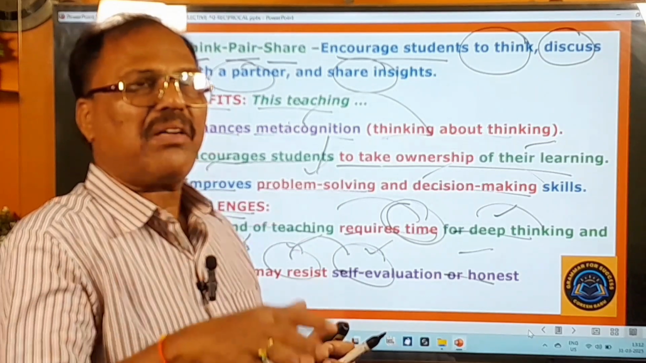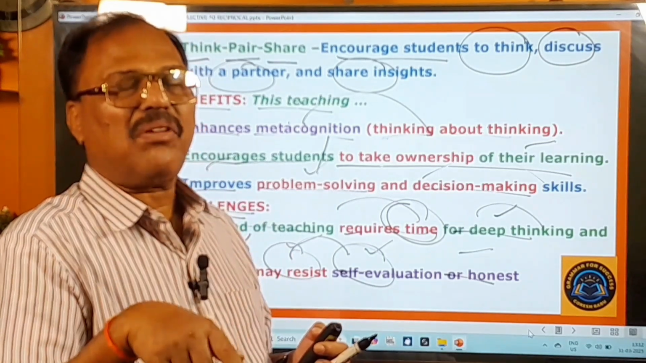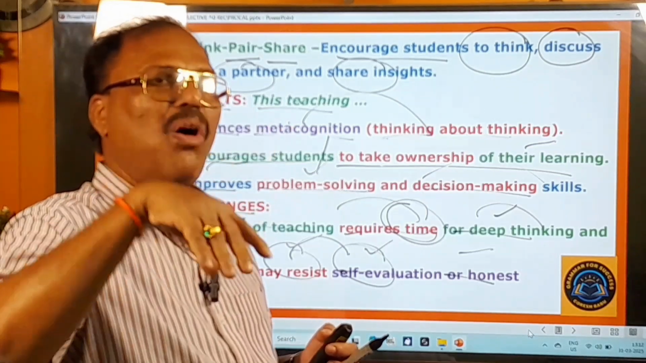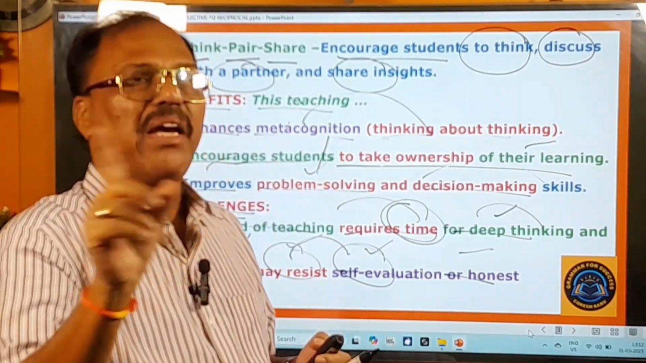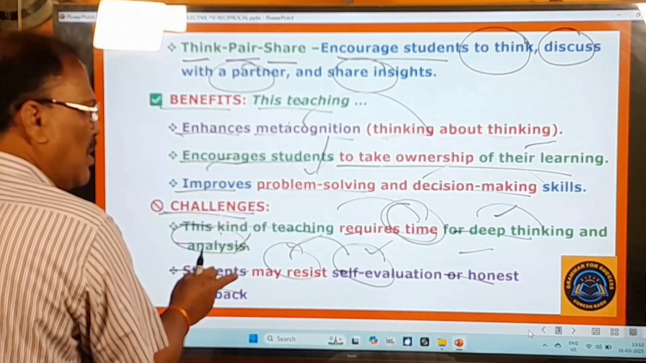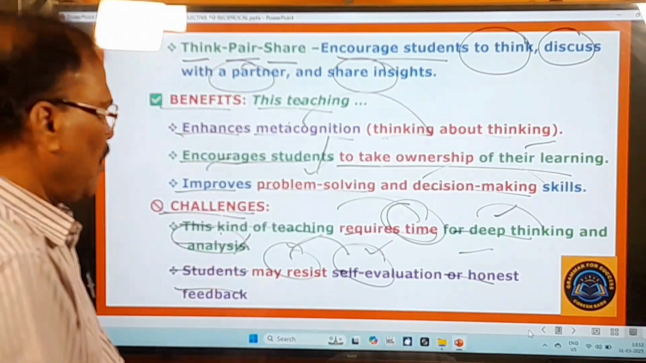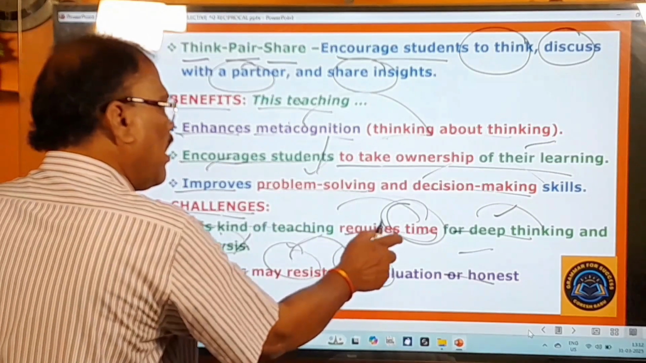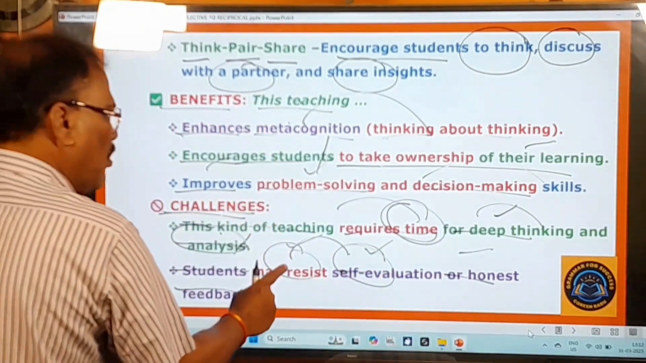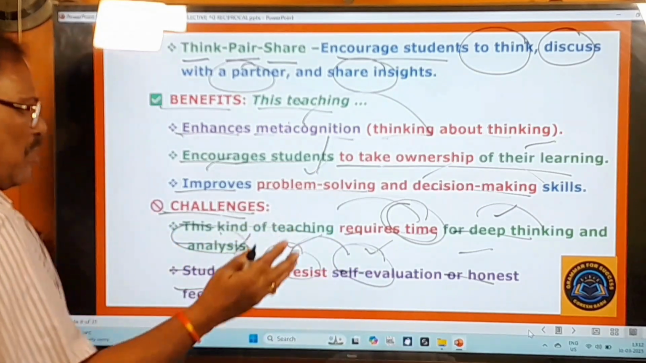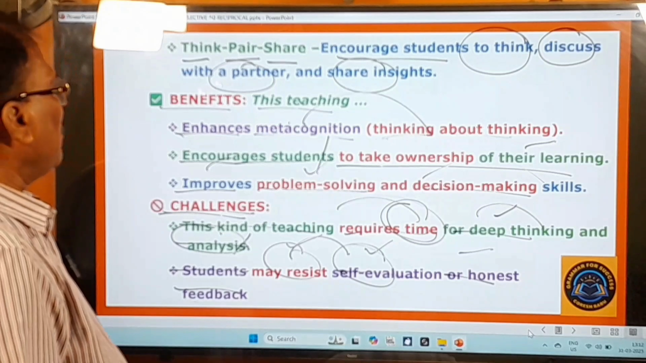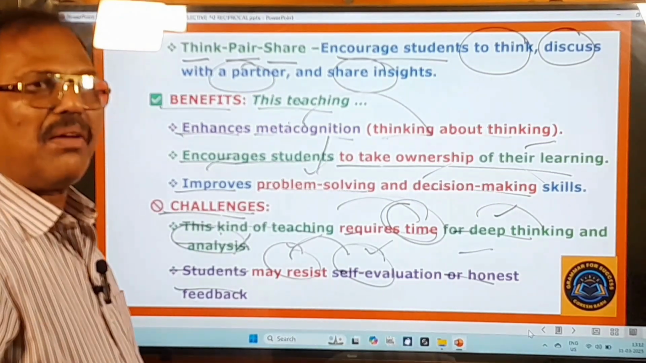Even if 5 are right and 5 are wrong, the boy says, all are right, sir. Only 9 are right, 1 is wrong, sir. He will give some wrong information. Honest feedback will not be there in that way. So therefore, these are the 2 disadvantages in this reflective teaching. The students don't find enough time for deep thinking and analysis, and the students don't like self-evaluation and they don't give honest feedback. So these are all the disadvantages. And now you move on to learn other things of this reflective teaching.